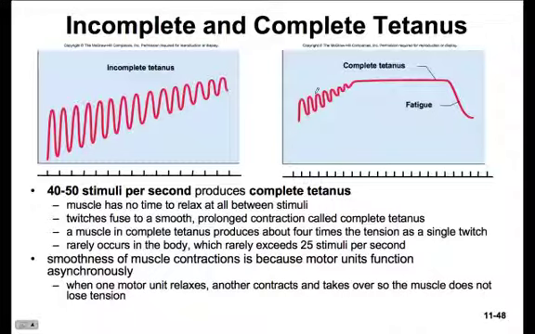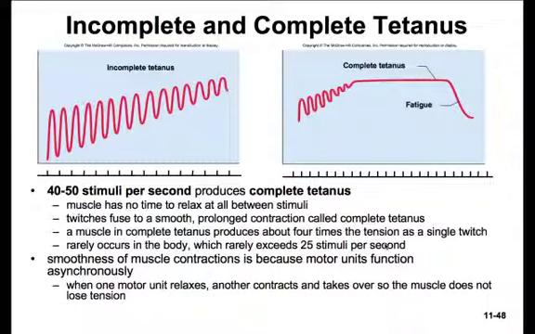In this situation of complete tetanus, we'll see that we have summation and incomplete tetanus until we reach a maximal level. The twitches then fuse to form a prolonged contraction, which we call a complete tetanus. A muscle in complete tetanus produces about 4 times the tension of a single twitch. Again, this would never happen naturally in our body.